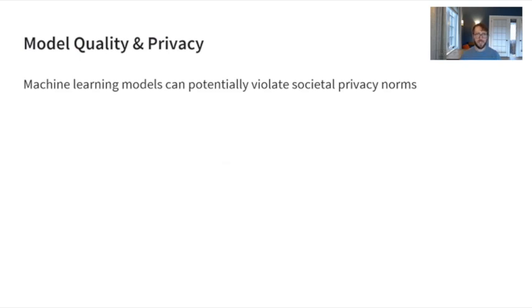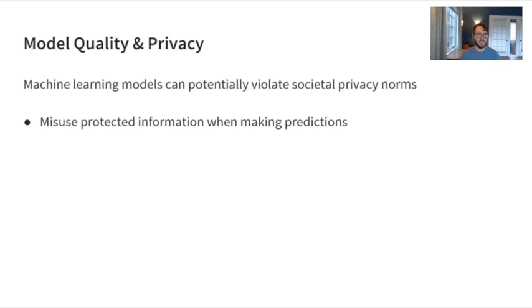So it shouldn't come as too much of a surprise that when machine learning models are used in certain situations, they can potentially lead to privacy issues. One example of this could be that the model makes use of certain types of protected information when it's making its predictions. An example of this would be an advertising model that uses health information to target ads.